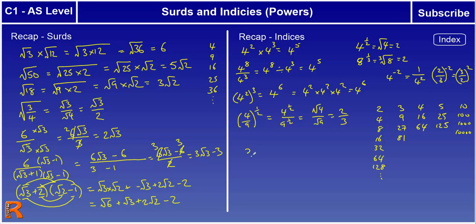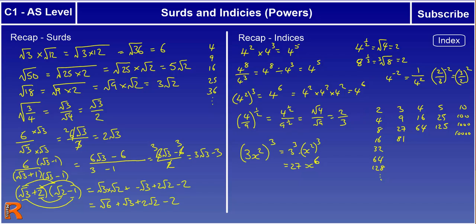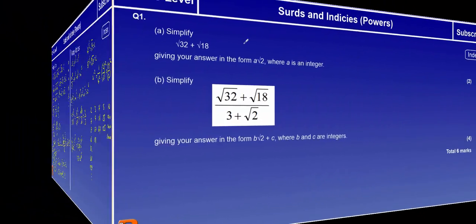One last thing that I want to touch on is something like this, where you've got something times a power, and then you've got that to a power. So this time we've got a letter power here, so the cube of this is the same as each bit cubed. So we've got 3 cubed times x squared cubed. So that's 3 cubed, which is 27, and x squared cubed would be x to the power of 6, because we just times the power of 2 times 3. Okay, so that's pretty much all the rules we need to be aware of for surds and indices.